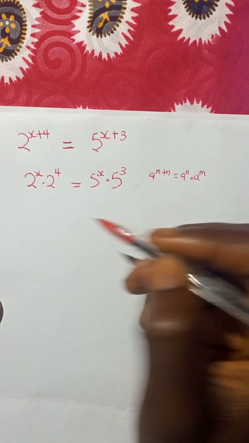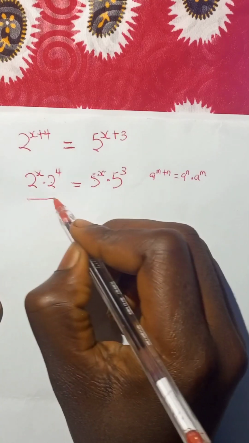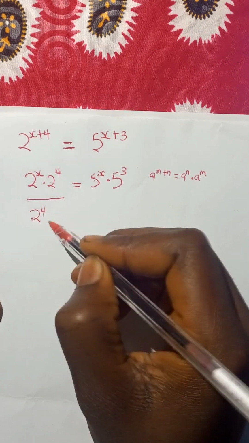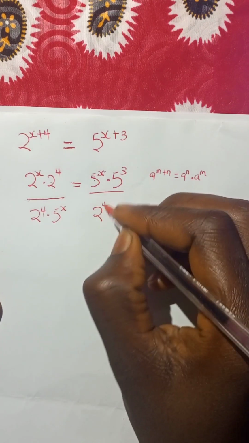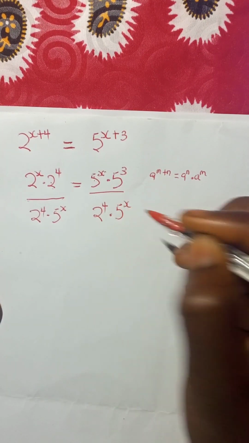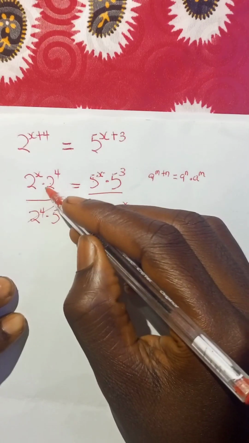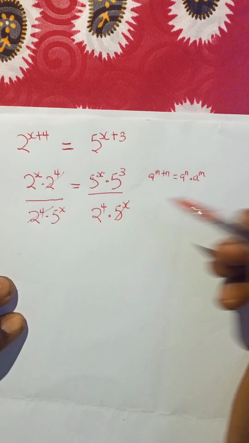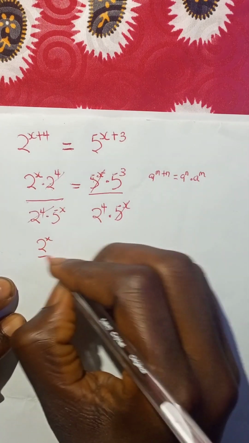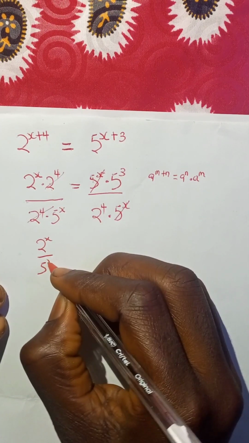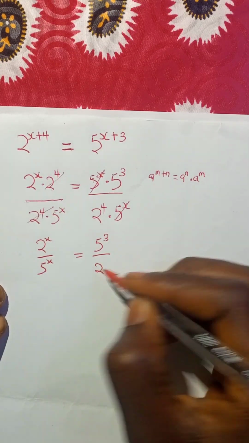So we divide both sides by 2 raised to the power 4 and 5 raised to the power x. So we're going to have 2 raised to the power 4 times 5 raised to the power x over 2 raised to the power 4 times 5 raised to the power x. So we do some cancellation here. 2 raised to the power 4 cancels 2 raised to the power 4, and 5 raised to the power x cancels 5 raised to the power x, leaving 2 exponent x over 5 exponent x equals 5 cubed over 2 exponent 4.